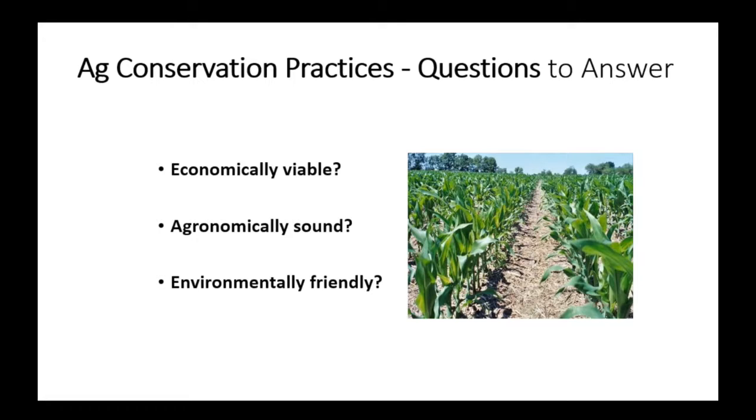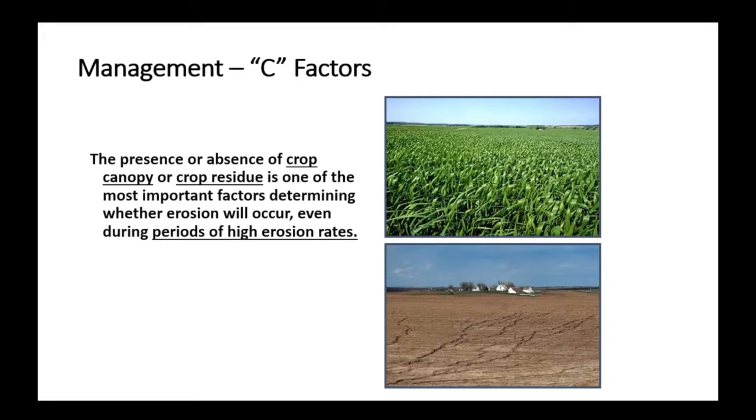We don't want to be throwing ideas at them that are not agronomically sound. So we've got to know an awful lot when we're conservation planners, and that's the exciting part of being a conservation planner. And then, of course, we definitely want to be environmentally friendly, so we know what we're talking about from the environmental standpoint. So we're always, as planners, looking at economics, agronomy, and the environment when we're making decisions.